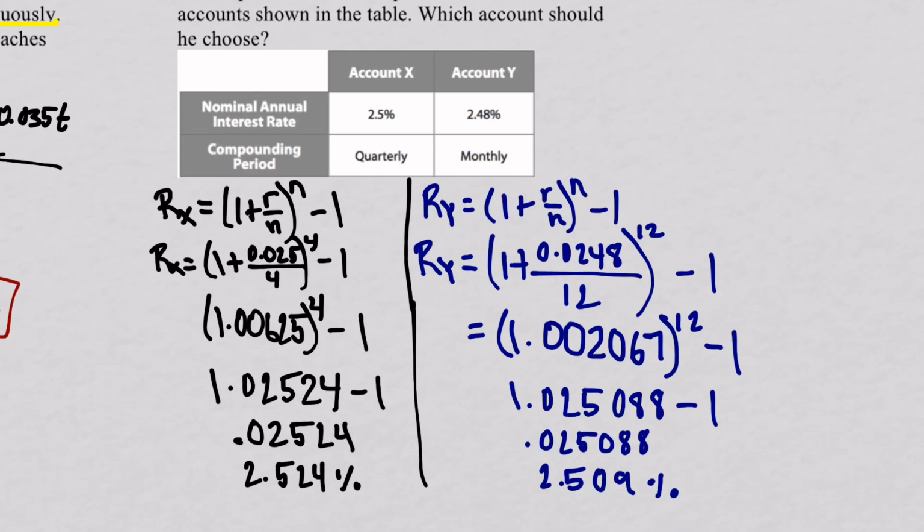It looks like the one on the left. Account X is better. 2.5% ends up being better than 2.48%. It's compounded quarterly, which doesn't sound like too much. Well, this one is compounded monthly, but still, this little bit of edge on the percent rate ended up beating out the other one. So if I was Arturo, I would choose account X.